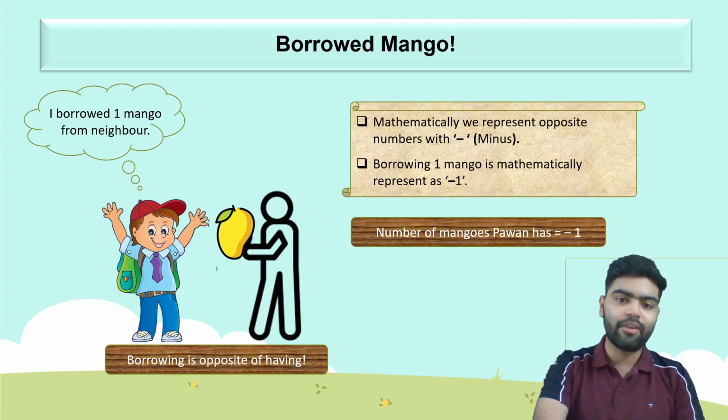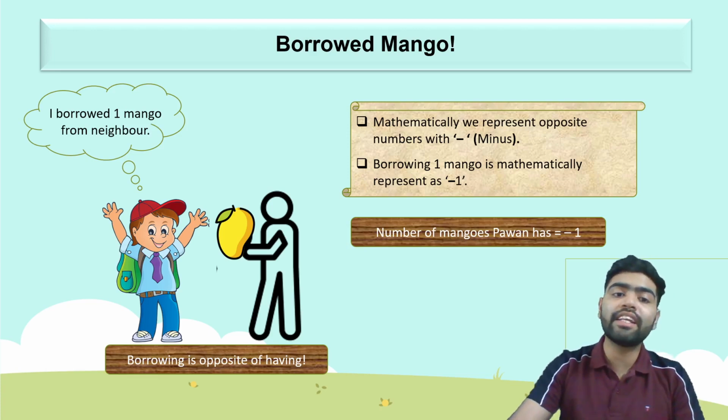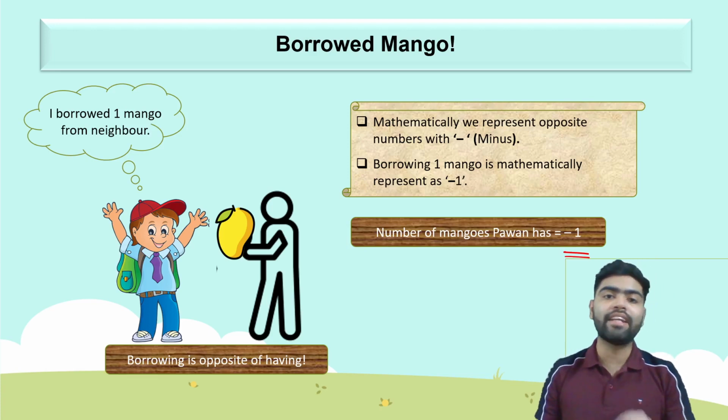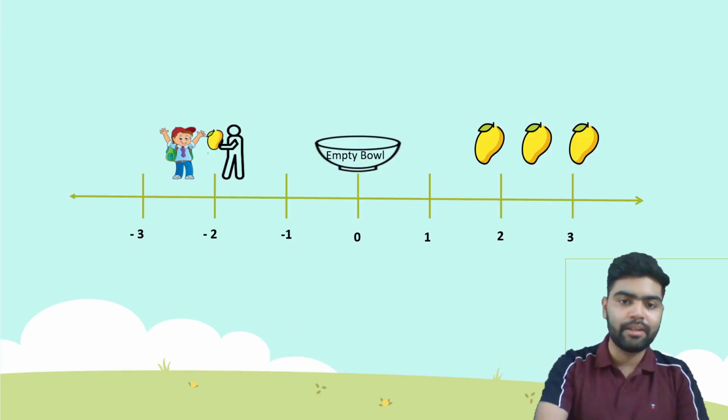So the number of mangoes which Pawan has only in this scenario is going to be what? It's going to be equal to -1. The number of mangoes which Pawan has in this scenario is simply -1 and nothing else.